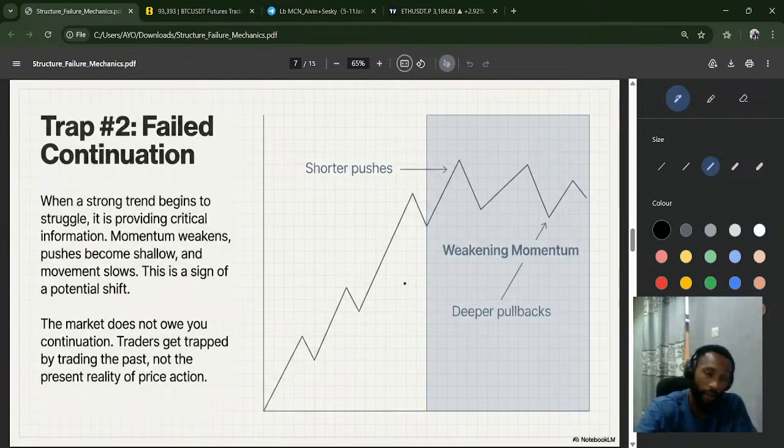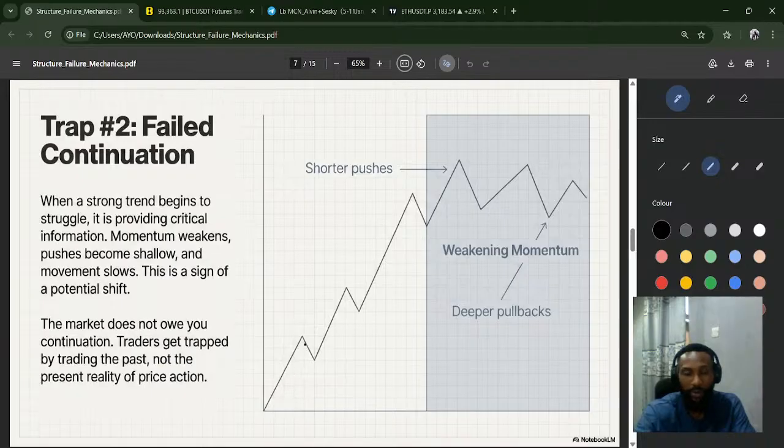All right, so let's now move to the second trap: continuation. When a strong trend begins to struggle, it is providing critical information. Momentum weakens, pushes become shallow, and movement slows. This is the sign of a potential shift. The market does not owe you continuation. Traders get trapped by trading the past, not the present. This is the reality of price action.